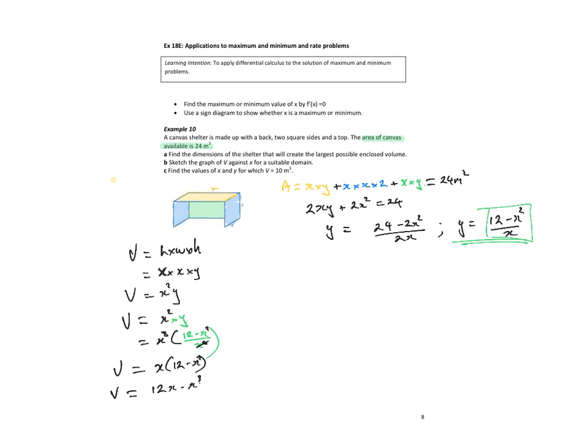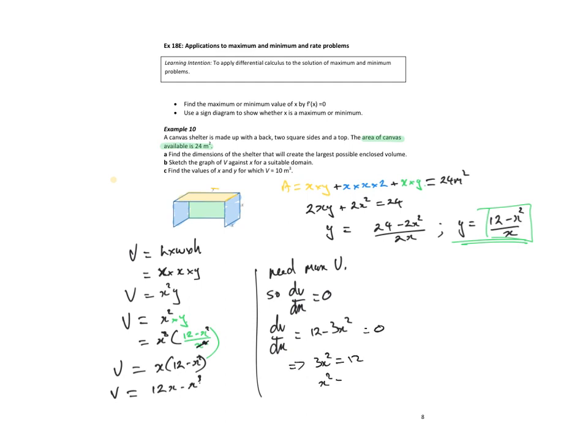So when does a maximum occur? I need the maximum volume, so I need to know where the derivative dV/dx is equal to 0. So dV/dx is equal to 12 minus 3x squared. Solve that equal to 0. 3x squared is equal to 12, x squared is equal to 4, x equals plus or minus 2. Obviously, a dimension of -2 makes no sense, so the side length must be 2 metres.